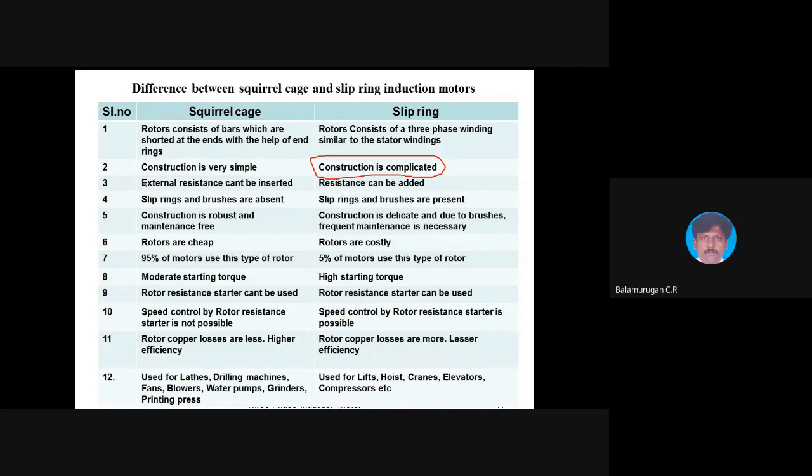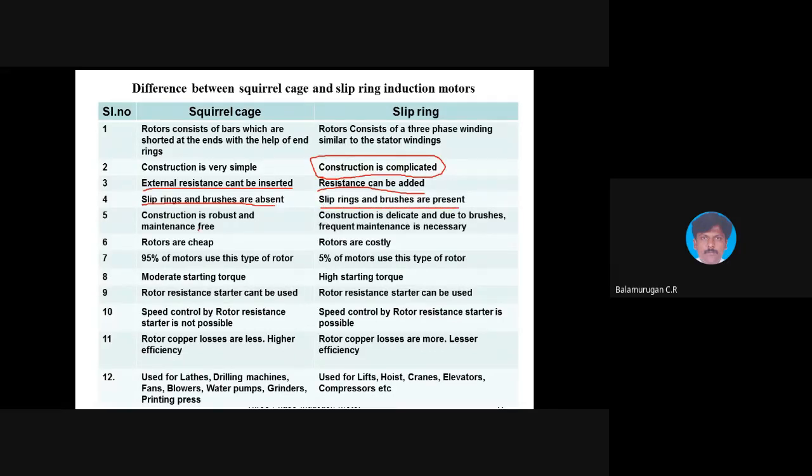In the squirrel cage, external resistance cannot be inserted because at both ends the bars are short circuited. So we cannot add any external resistance in the rotor circuit. In the case of slip ring, resistance can be added. And the fourth point: slip ring and brushes are absent in the case of squirrel cage, and here the slip ring and brushes are present.